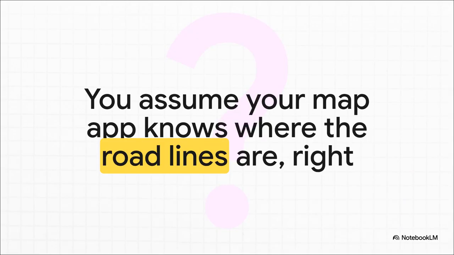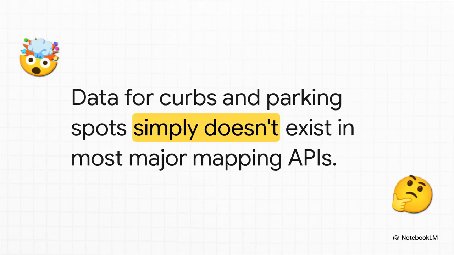You pull up an app, you're looking for parking, you just assume that app has a direct line to some giant database with every single painted line on every street. It just seems obvious. Well, here's the twist. For the most part, you'd be wrong. That super specific data, I'm talking the exact coordinates of a curb or parking space, it just doesn't exist in the big mapping APIs that developers rely on every day.